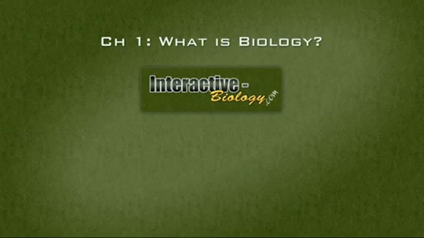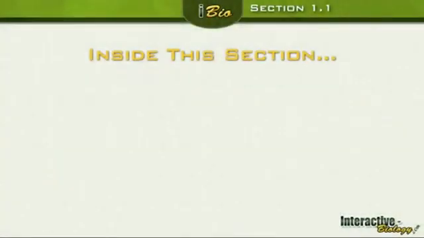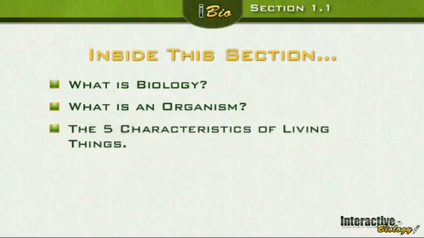Today starts our journey in biology, and we are on chapter 1. You most likely read the sections for today, section 1 and 2. So today we're going to start with section 1, which basically answers the question, what is biology? Inside this section, first we're going to talk about what is biology. Second thing we're going to do is what is an organism. Then the 5 characteristics of living things. Those are what we're going to talk about.